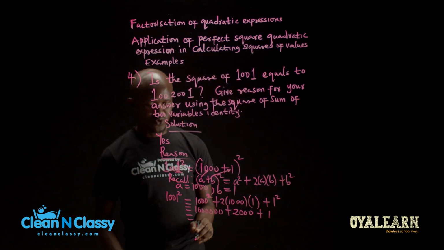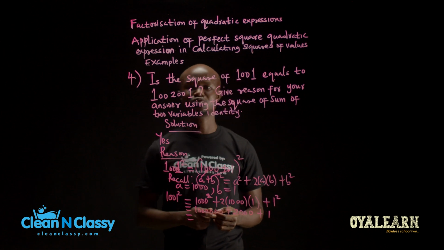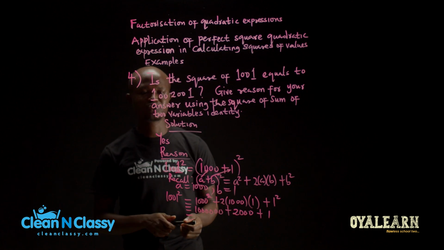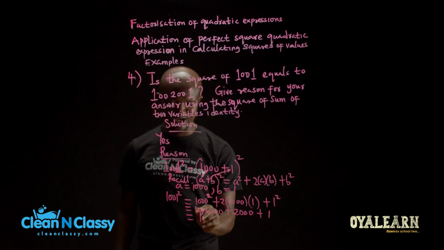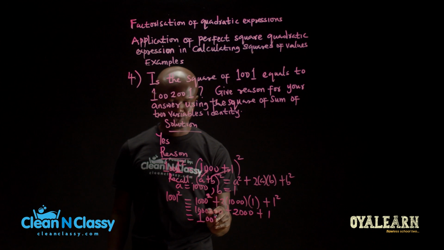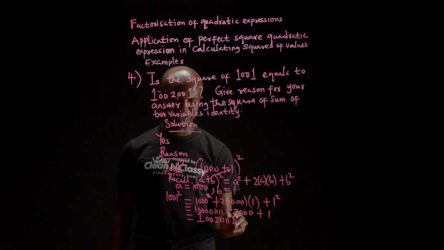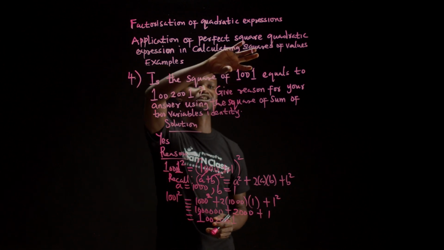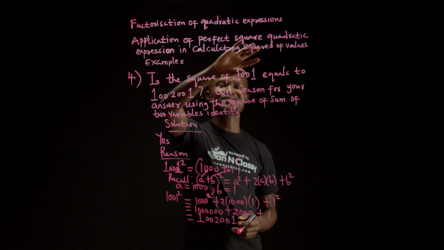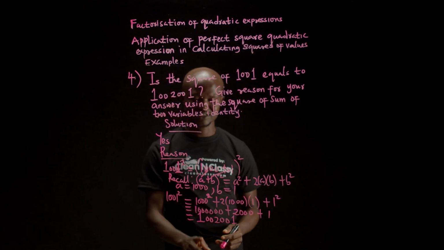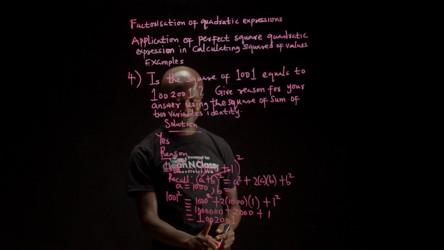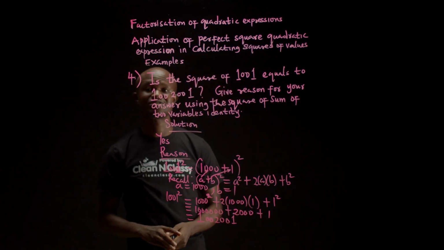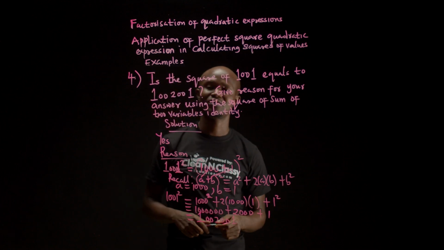Now, 1,000,000 plus 2000, that is 1,002,000. Then plus 1, 1,002,001. So we can see that we started from the square of 1001 and we arrived at 1,002,001. And this justifies the reason for the answer.